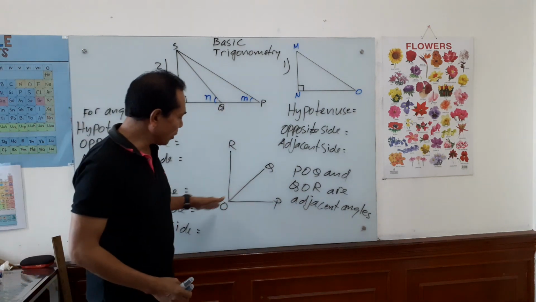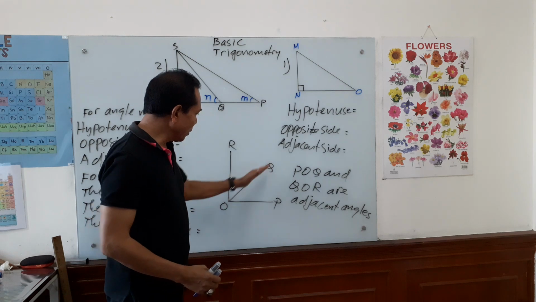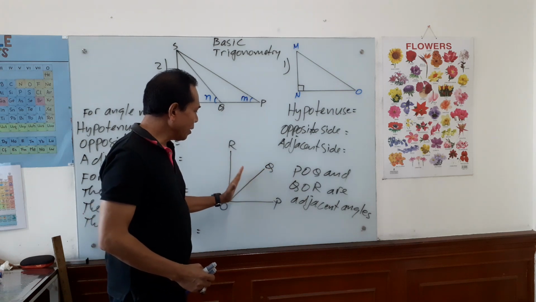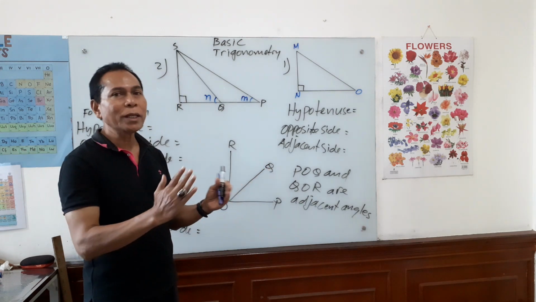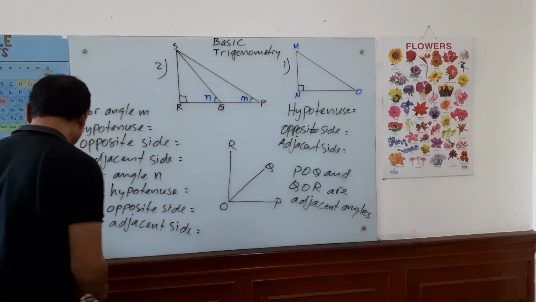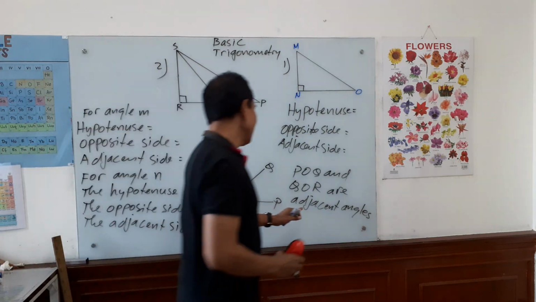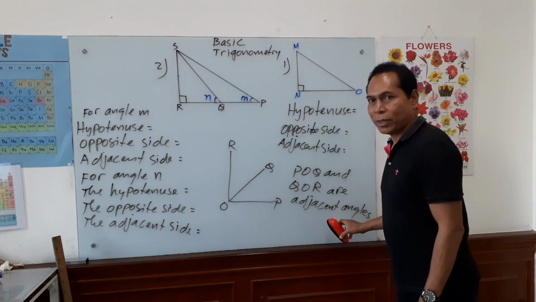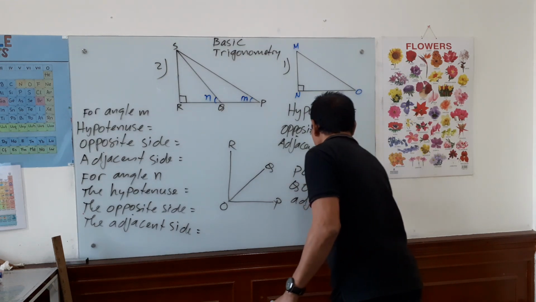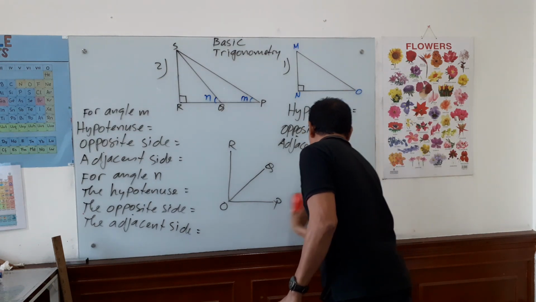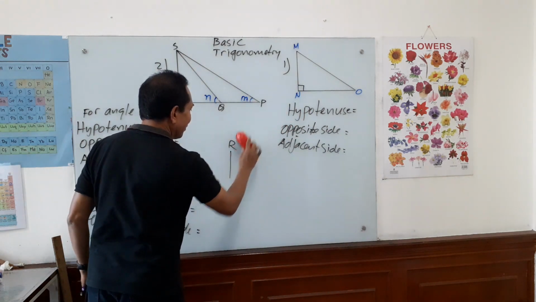In this case, we're talking about these two angles here, POQ and QOR. They stand side by side or near one another. Okay, so that is the meaning of adjacent. I erase this, then we go to our main topic today.